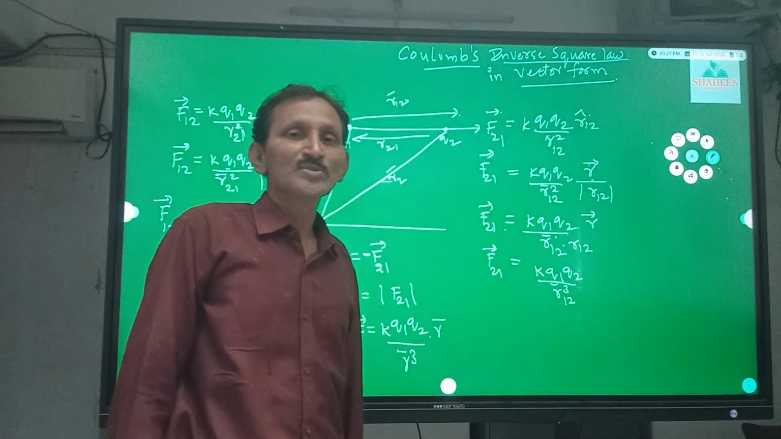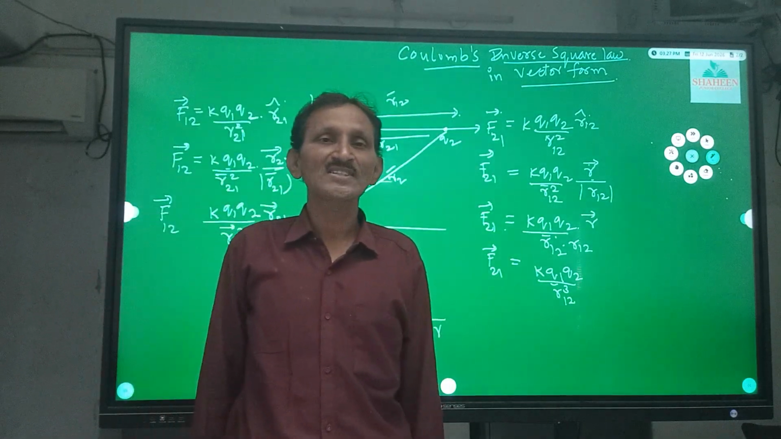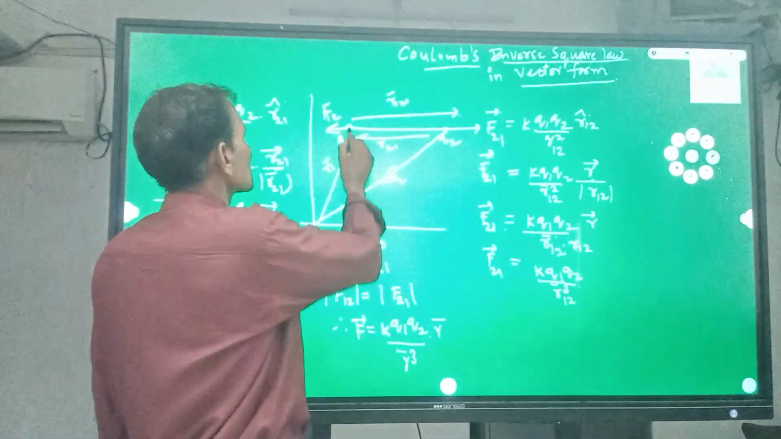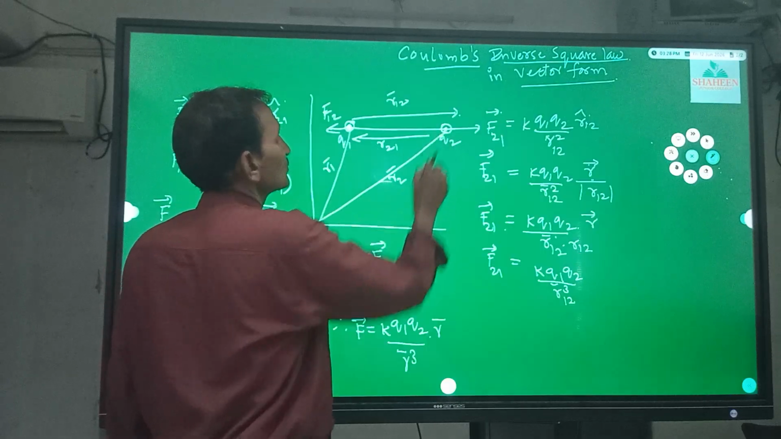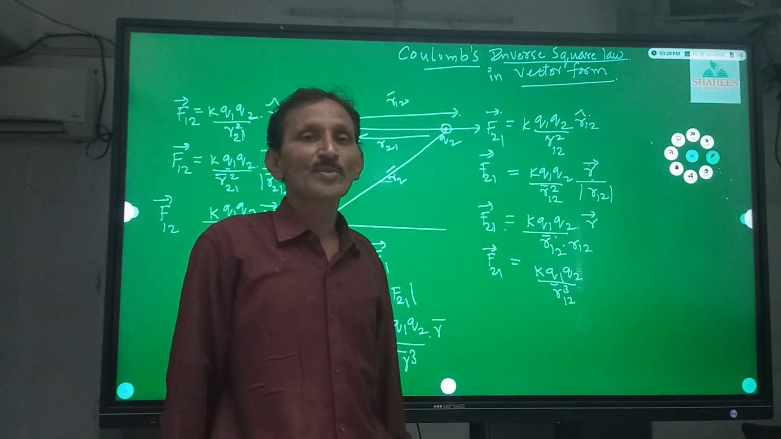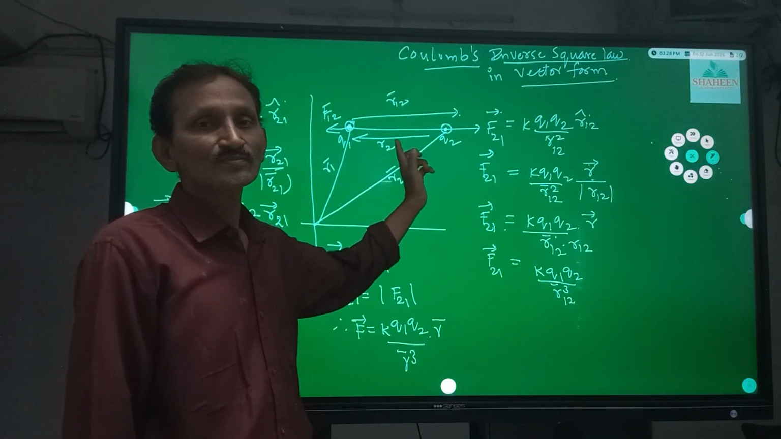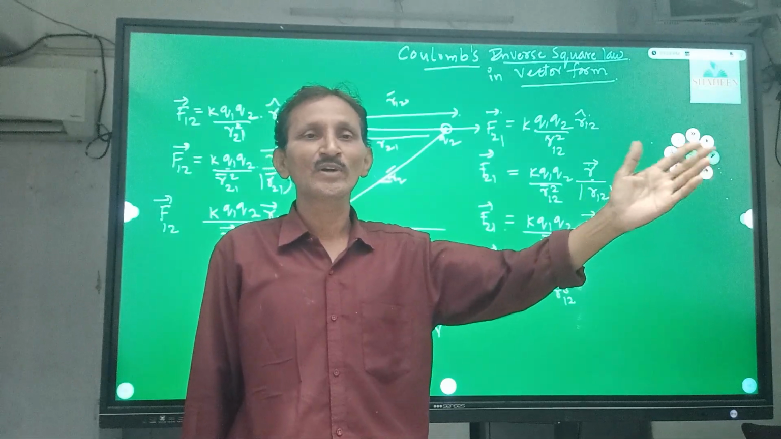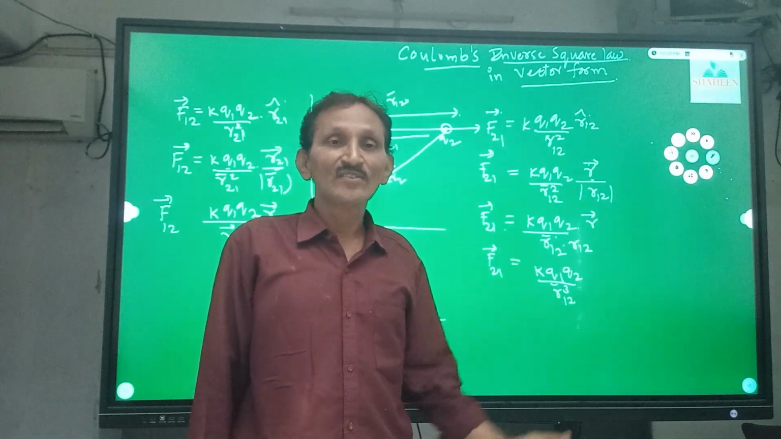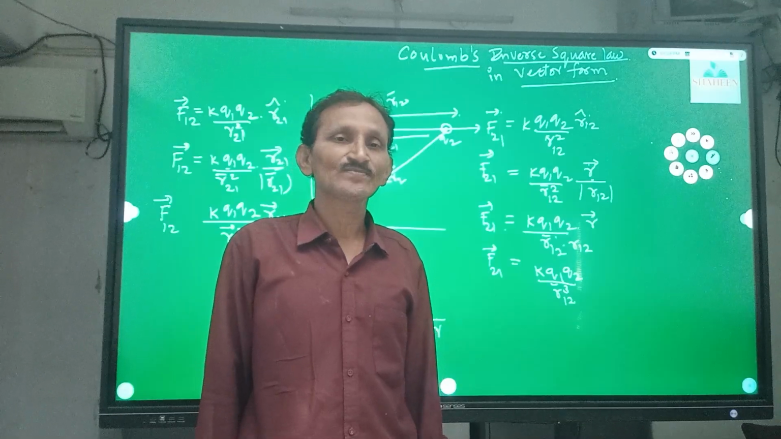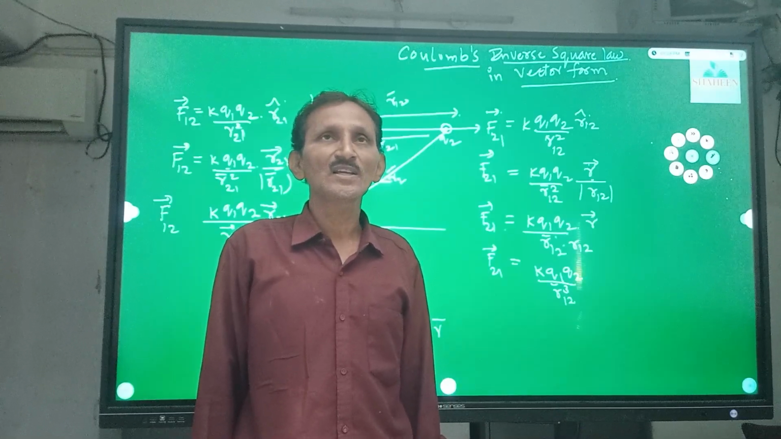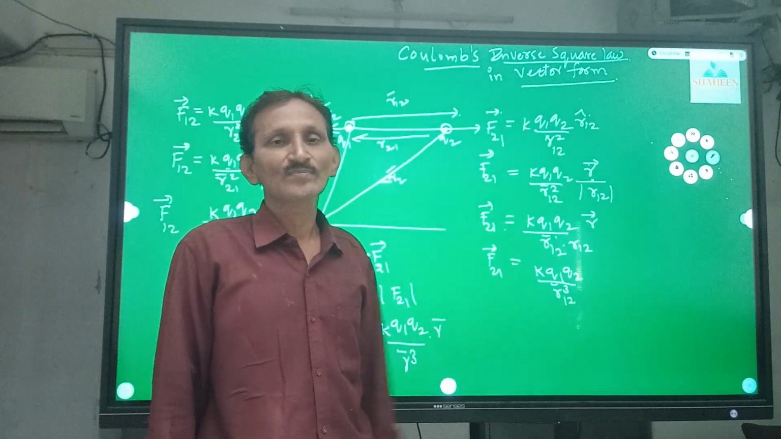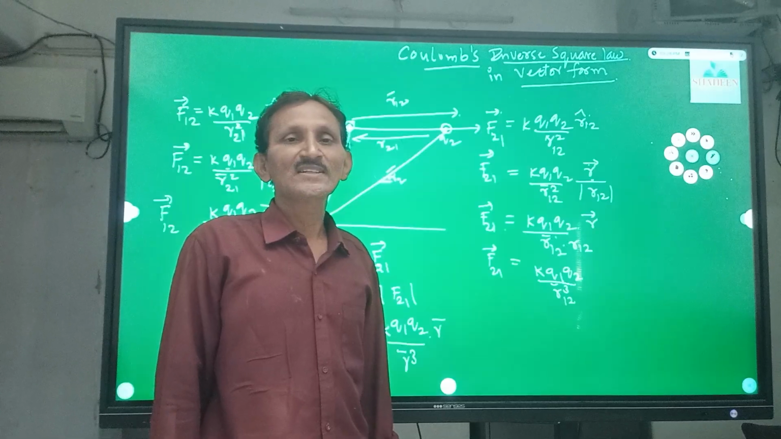We know very well Coulomb's inverse square law. The force of attraction or repulsion between two charges, Q1 and Q2, is directly proportional to the product of the charges, F proportional to Q1 Q2, and inversely proportional to the square of the distance. Based on that concept, we are now proving how we can write the inverse square law in vector form.